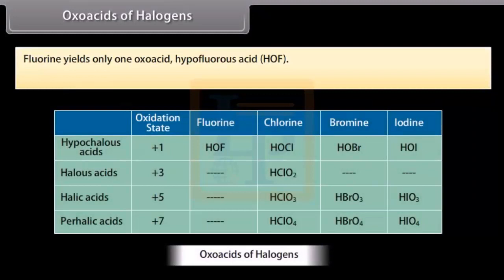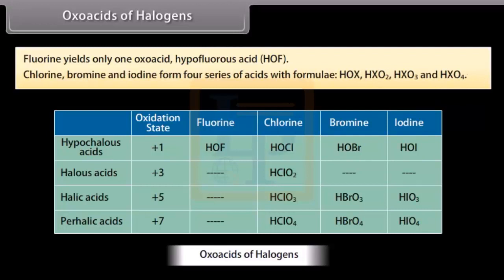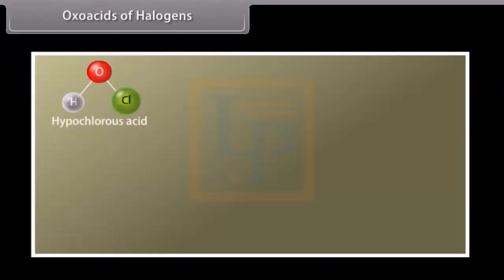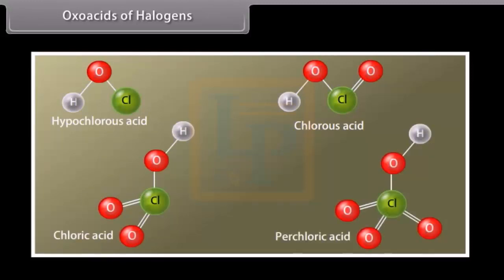Oxoacids of halogens. Fluorine yields only one oxoacid, hypofluorous acid. Chlorine, bromine and iodine form 4 series of acids with formula HOX, HXO2, HXO3 and HXO4. Many of these are known only in solutions or as salt. The structures of oxoacids of chlorine are hypochlorous acid, chlorous acid, chloric acid, perchloric acid.